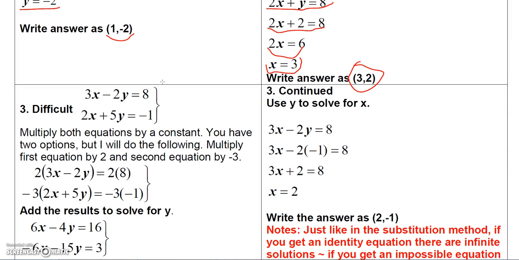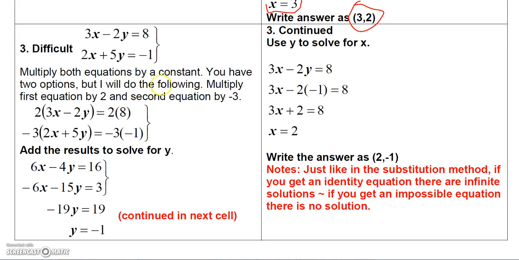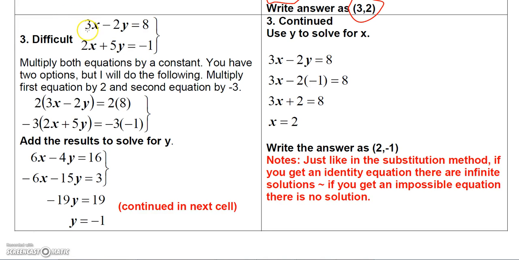Now, the difficult one is when you have to multiply both equations. So here I have 3x minus 2y equals 8 and 2x plus 5y equals negative 1. I'm going to choose here to eliminate the x's. So I know if I multiply 3x by 2, that would give me a 6x. And if I multiply the 2x here by negative 3, that would give me a negative 6x, so that when I add them together they would cancel.